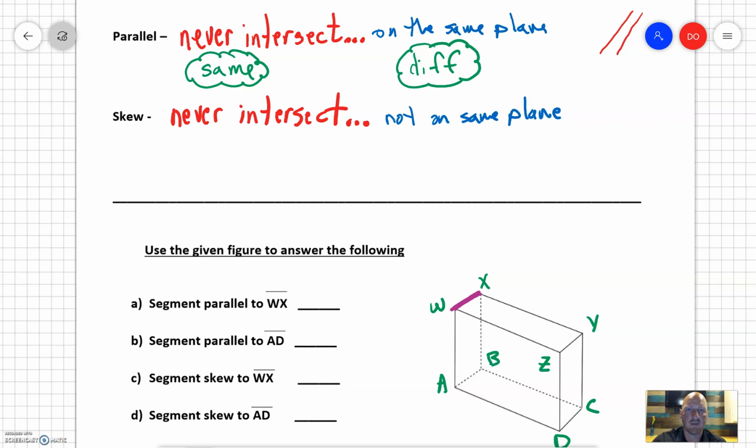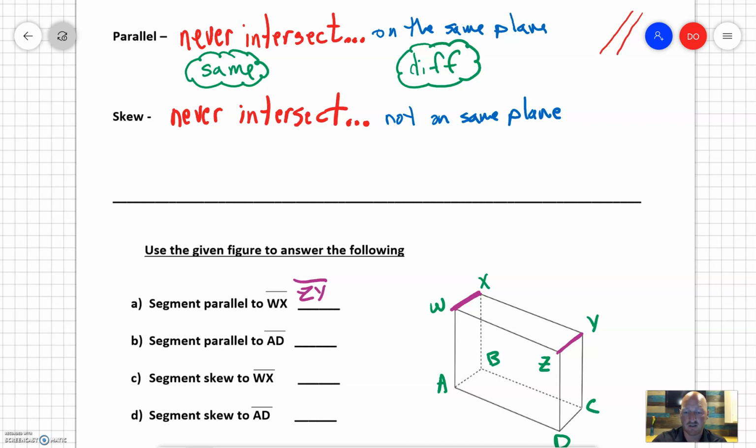And notice how WX kind of moves from the front of the box to the back of the box. So as long as I pick any segment that travels in the same direction from that front to back movement on the box, I'm going to have myself a parallel line, or a parallel segment, excuse me. So if I look at segment ZY, segment ZY travels from front to back just like segment WX, therefore that segment is parallel to WX. Other segments that would work would be segment AB, that travels from front to back as well, or segment DC, another front to back segment. As long as you can find a segment traveling in the same direction as your original segment, it's parallel.